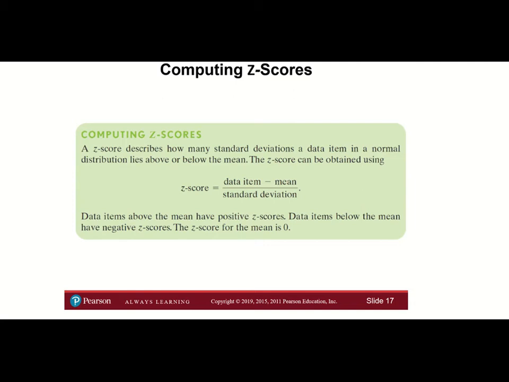If your value is positive, it means it's above the mean. If it's negative, it's below the mean. And if the z-score is 0, it is the mean. So if your z-score is 0, that value is the mean of the data.